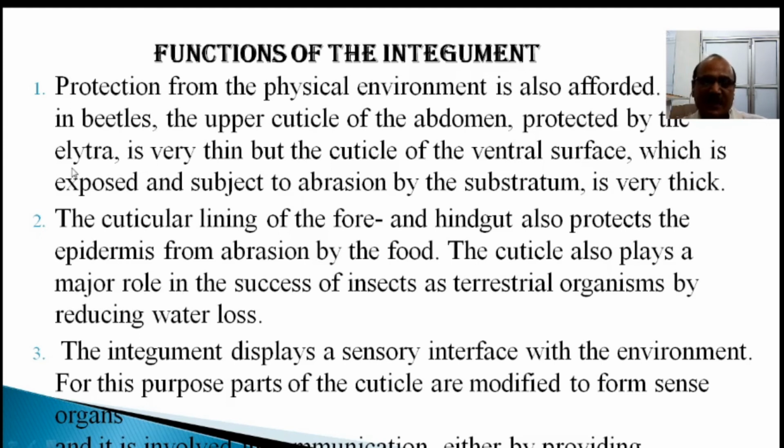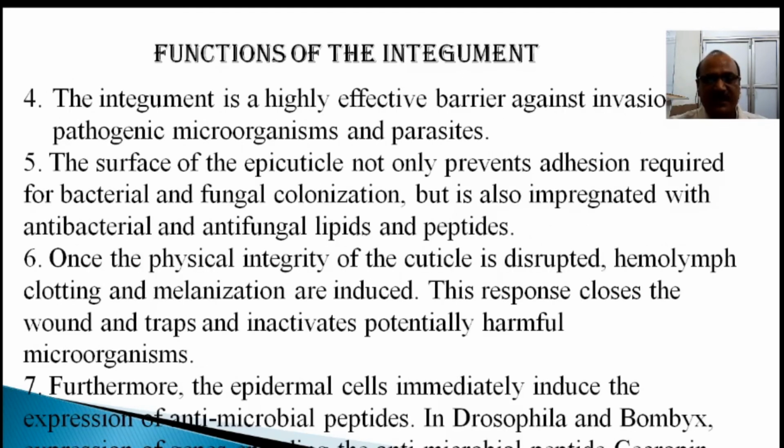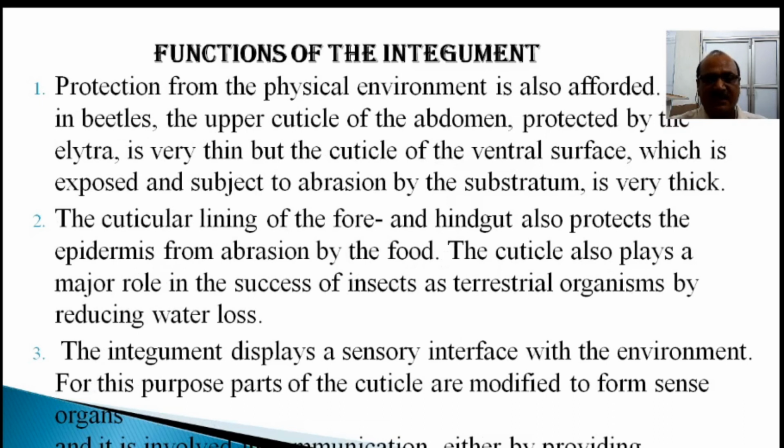Again, in beetles, the upper side of the cuticle of the abdomen is protected by the elytra, and it is a very thin part, but the cuticle of the ventral surface is exposed to abrasion by the substratum. Then the second function: the cuticular lining of the foregut and hindgut also protects the epidermis from abrasion by food. The cuticle plays an important role in the success of insects in the environment, and it also reduces water loss.